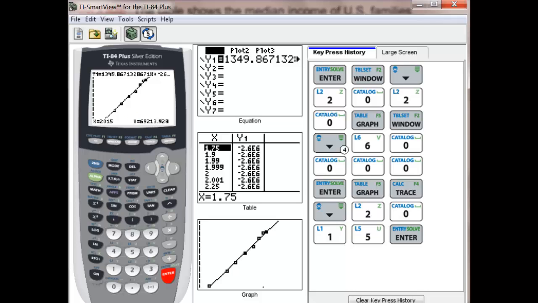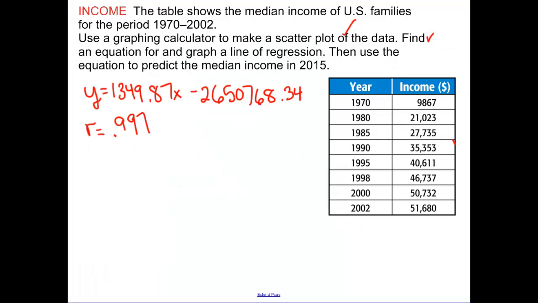So now jumping back, we have used that to predict our median income. Our median income prediction using that equation of our line was $69,213.93. So we've done everything that they've asked.